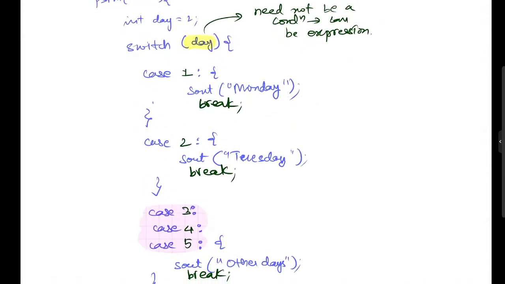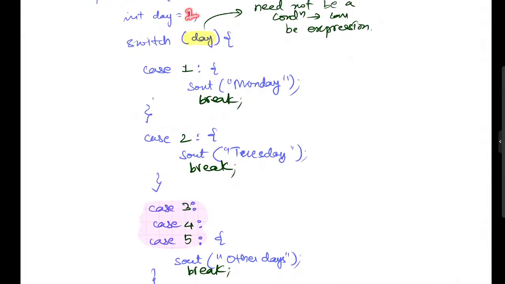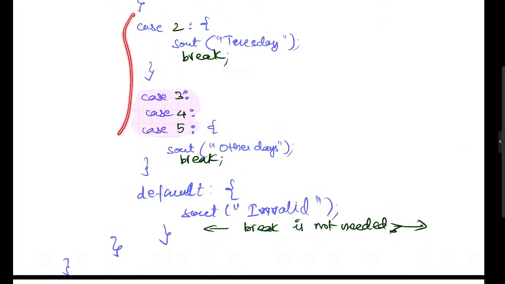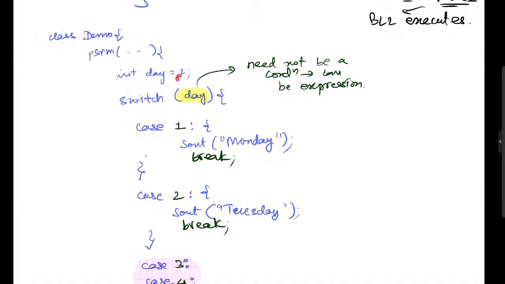So for example, now if day is 1, what will happen? It will go and check if day and case 1 match, right? Day is 1 and case here is 1. So for day equal to 1, I am going to print Monday, and I am going to break. So when I break, I am saying I am going to ignore all of this and come out. That's what. So if the day here is 6, what will happen?